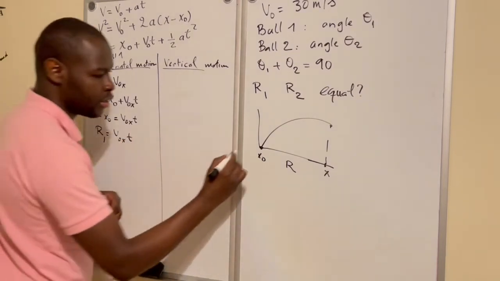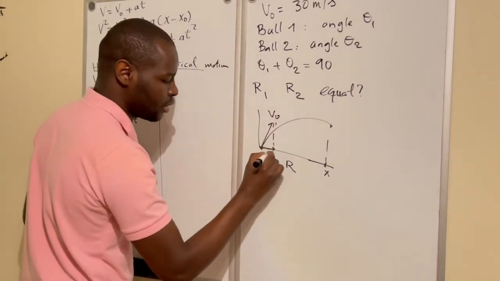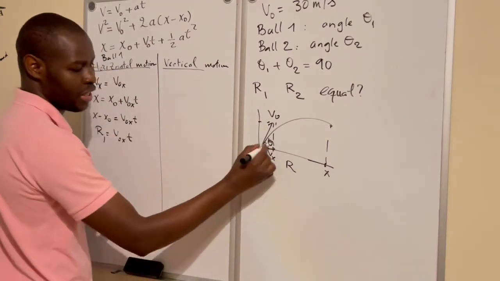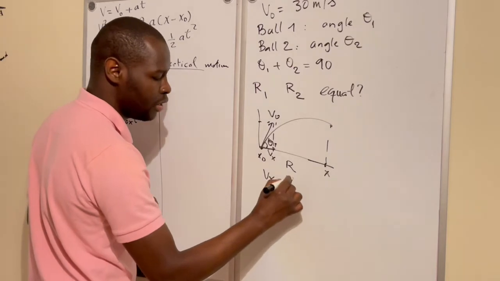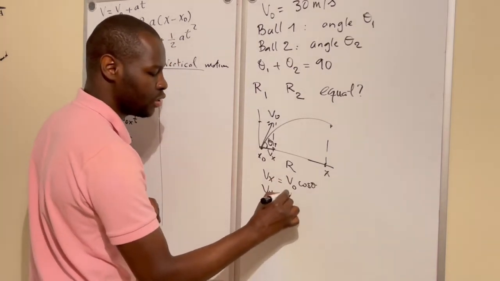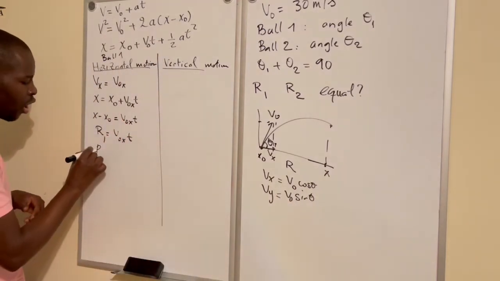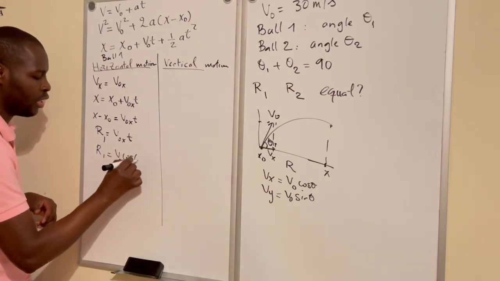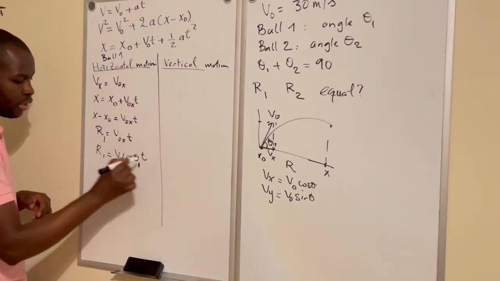Now I said earlier, since the v0 will have two components, a vx and a vy, the angle launched will be here, theta 1. So now Vx, since it's adjacent to the angle, will be V0 cosine theta, and Vy equals V0 sine theta. You can go ahead and substitute that here. So R1 equals V0 cosine theta 1 times t. Now this is R1 in terms of t.